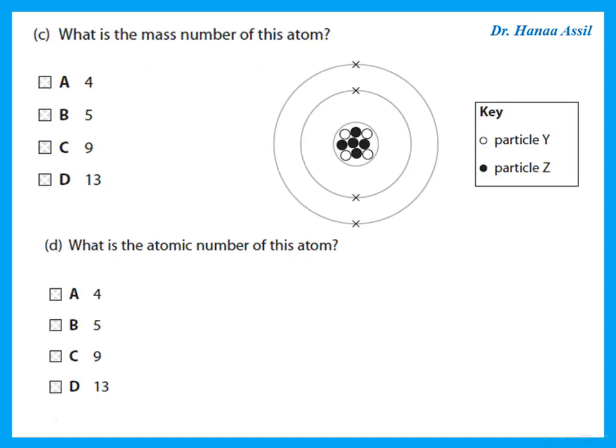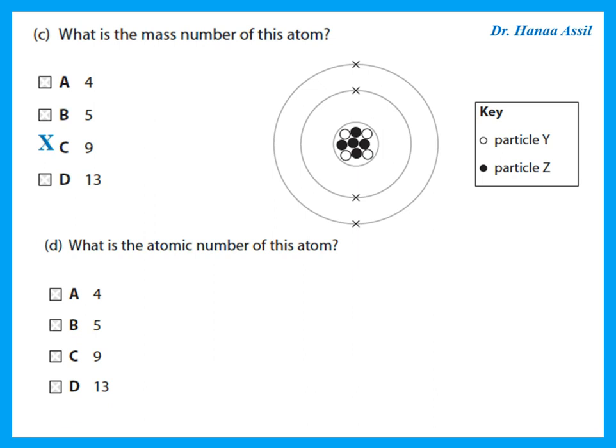What is the mass number of this atom? How do we get the mass number of an atom? It is the total of the particles inside the nucleus. So how many total particles, protons plus neutrons, inside the nucleus? We have 9 particles in the nucleus, so the mass number is 9.